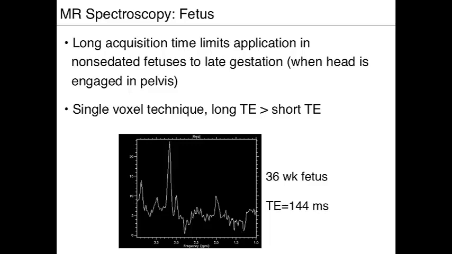And here, for instance, is a single voxel technique using a long TE of 144 milliseconds in a 36-week fetus, showing you that we can already see NAA at this age. We can see the creatine peak and the very high choline peak.